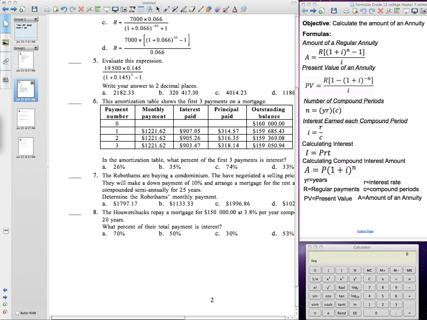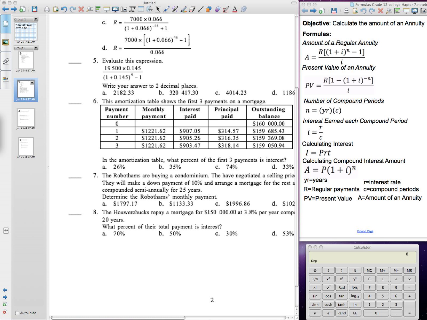So, the question says, the Robothams are buying a condominium. They have negotiated a selling price of $340,000. They'll make a down payment of 10% and arrange a mortgage for the rest at 5.1% per year, compounded semi-annually for 25 years. Determine the Robothams' monthly payment.